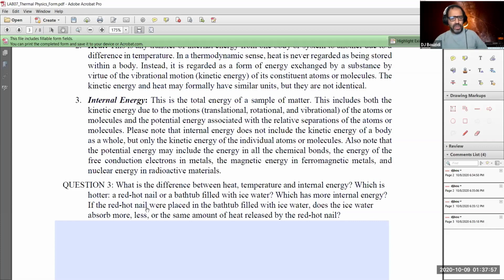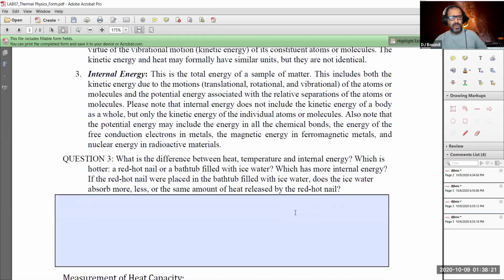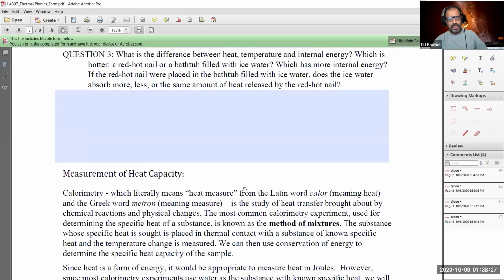Now if I place a red hot nail inside the bathtub filled with ice, does the ice absorb more or less? By conservation of energy, it has to absorb the same amount of heat that the red hot nail would lose. So it doesn't absorb more. Where would that energy come from? Or less? If it absorbs less, where would the extra energy go? So that is the first law of thermodynamics that dictates that only the same amount of energy is transferred.